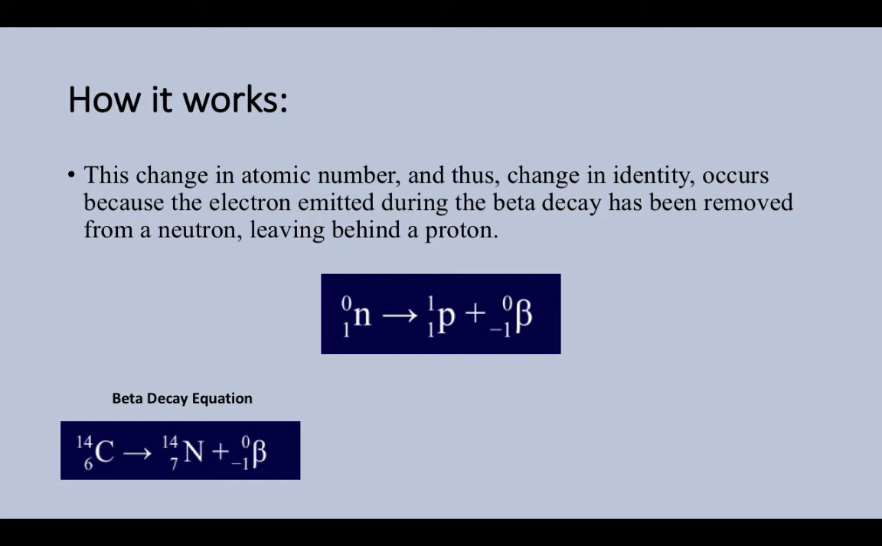So if a neutron turns into a proton, then the mass number won't change. But the atomic number is going to increase by 1. If you look at the beta decay equation on the bottom left, carbon-14, the mass number is 14, that means it has 8 neutrons and 6 protons, and it turns into nitrogen-14 through beta decay, but one of those neutrons turned into a proton, so the atomic number increased to 7, making it nitrogen. So carbon can actually turn into nitrogen through beta decay, and you can see the beta decay symbol next to the nitrogen.